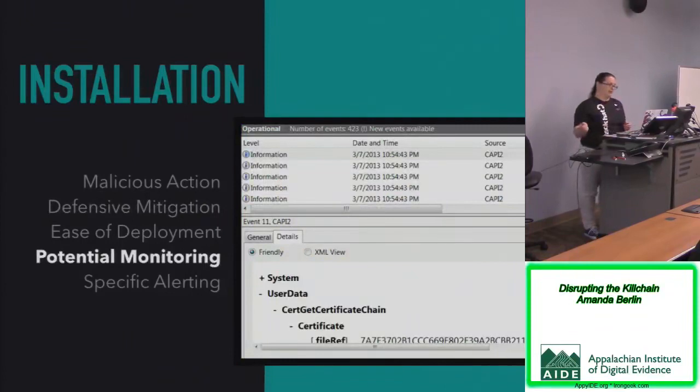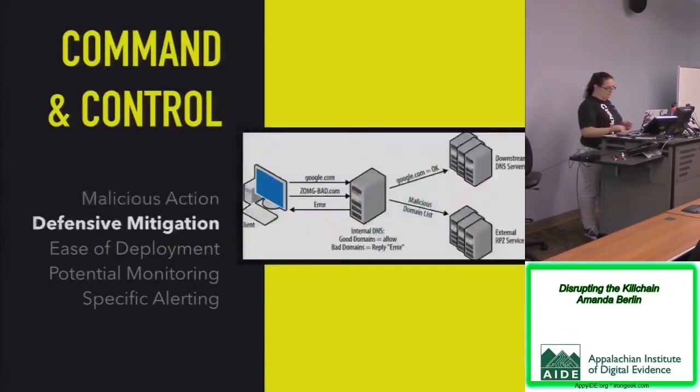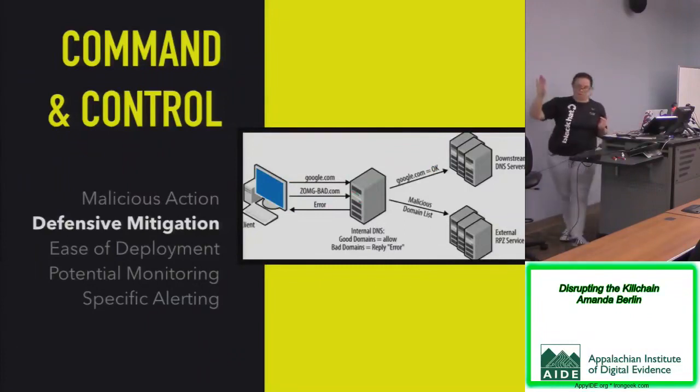What can we do for monitoring and alerting? So this is an example of the Windows Crypto API spiking when Cerber started encrypting the files on the file system. And now we're on to command and control. What it does at this point is the ransomware transmits the decryption key to their command and control server on the internet. If any of you know what a DNS sinkhole is, this is a great defensive mitigation to do at this point. This is kind of what a DNS sinkhole works like.